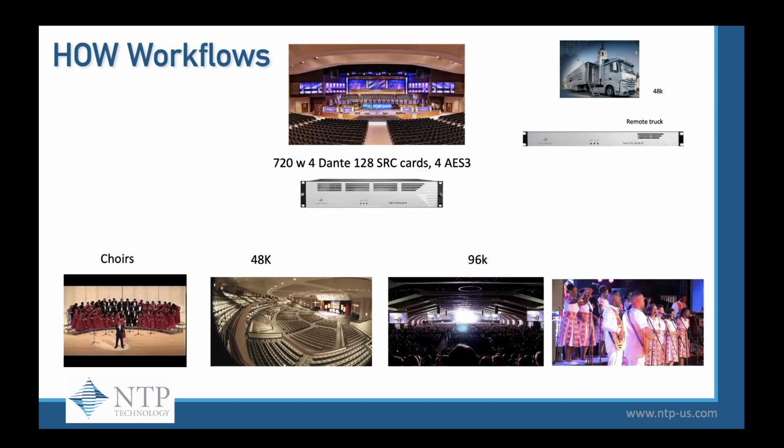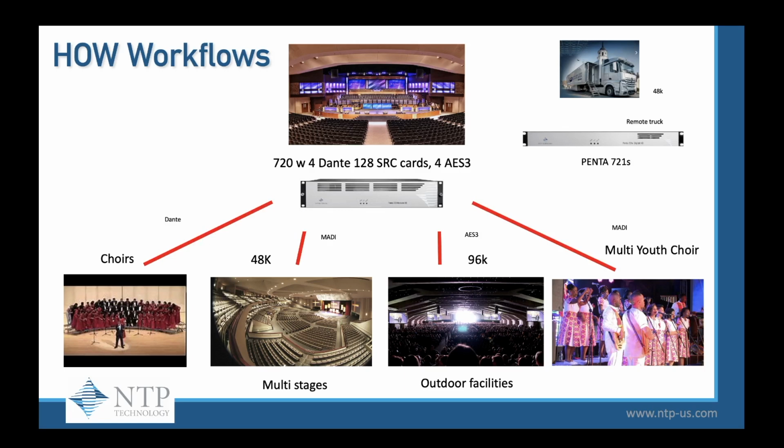It looks like this. You have choirs, you might have multiple stages or facilities, you might have outdoor facilities using 96K, which is a different sample rate than your main facility. You might have a youth choir in a different building, all connected to your 720, in this case with 4 Dante cards and 4 AES cards for the line arrays. I'm then, through Dante routing, sending this to my Penta 721S that's in my mobile facility or my broadcast facility.